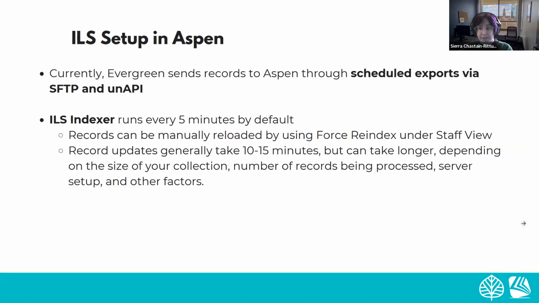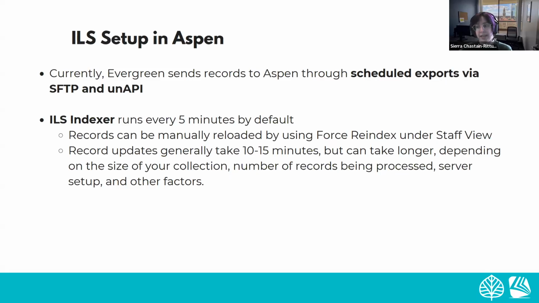All right, so as far as ILS setup goes, first and foremost, Evergreen, as of right now, December 25, does not have API integration with Aspen. We send files to Aspen via scheduled exports on the Evergreen side through SFTP, and then we use an API. So the ILS indexer, when you're using Evergreen, runs every 5 minutes by default. That can be adjusted. I think when we first went live, we did 10 minutes, but our libraries had issues with how long the statuses and things were taking to update. So we dropped it down to 5 minutes, and we've had more success with that.